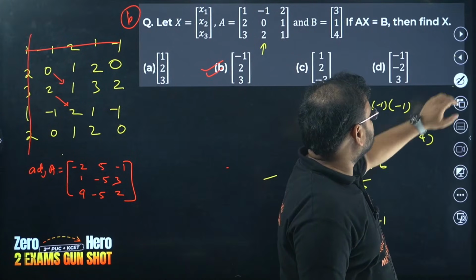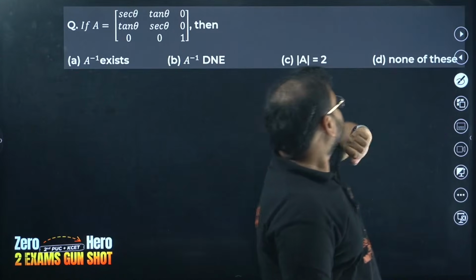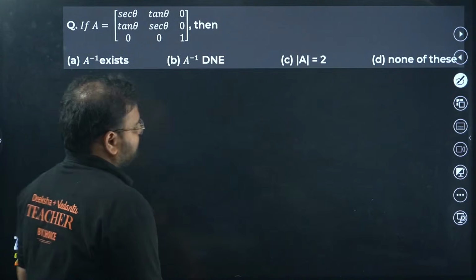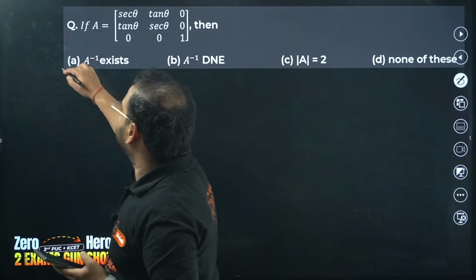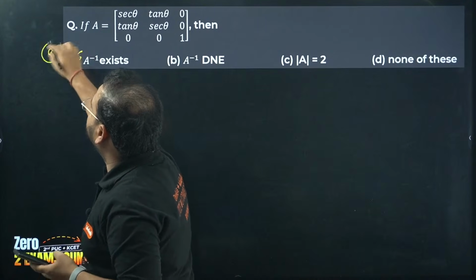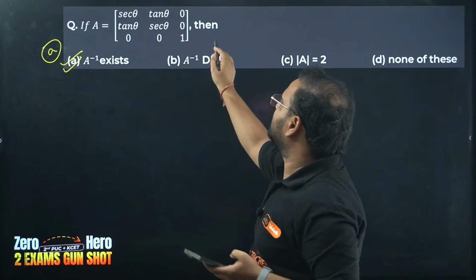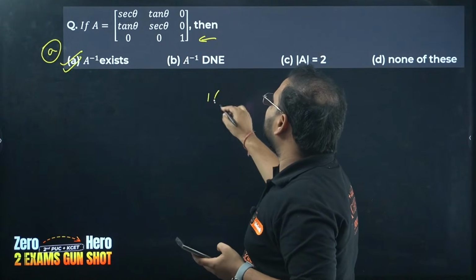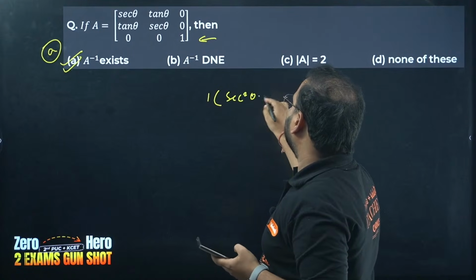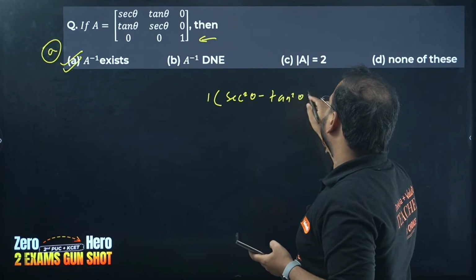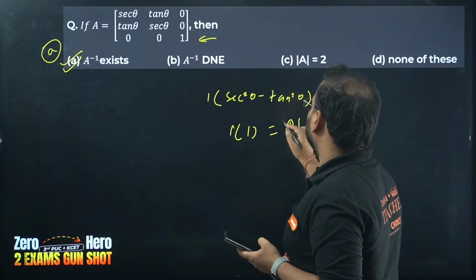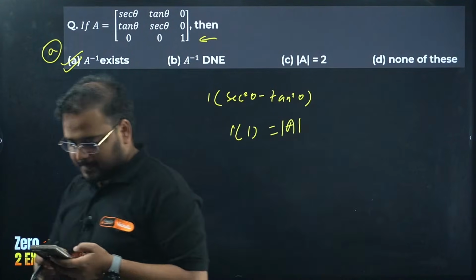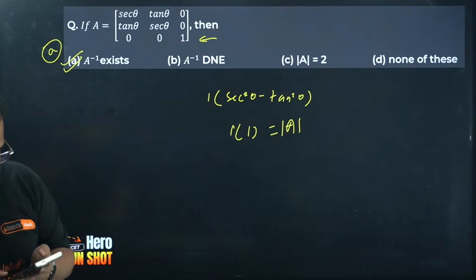Yes, one second guys, moving on. Here you go, this question. What's the answer? Answer is option A. Because if you find the determinant across this particular element, you get 1 times secant square theta minus tan square theta, and this value is 1. Hence the determinant value is coming as 1. So inverse exists.